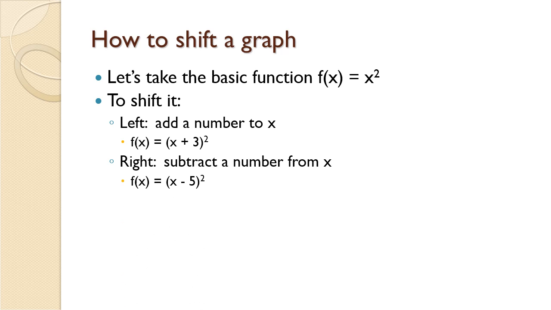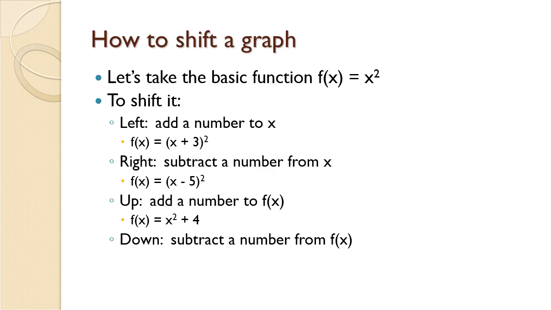Now, if we want to move it up, we add a number to f of x. Notice the difference here. We're not adding it directly to the x. The number is away from the x. The x gets squared first, and then the number gets added. And that's going to make it shift up. And to move it down, we're going to subtract a number from the x squared. Now, when we move it up and down, it works the way you think it should. So anything that happens vertically in the y direction is going to happen pretty much like you think it should. The x direction, things always seem to work kind of backwards.